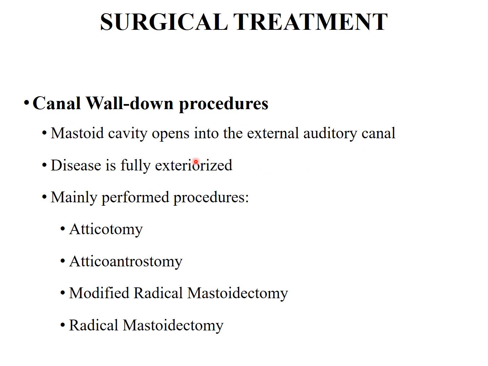There are further procedures within canal wall down procedures. The mainly performed procedures are atticotomy, atticoantrostomy, modified radical mastoidectomy, and radical mastoidectomy. Although radical mastoidectomy has very limited indications, it is no longer performed routinely. The routinely done procedure is modified radical mastoidectomy.